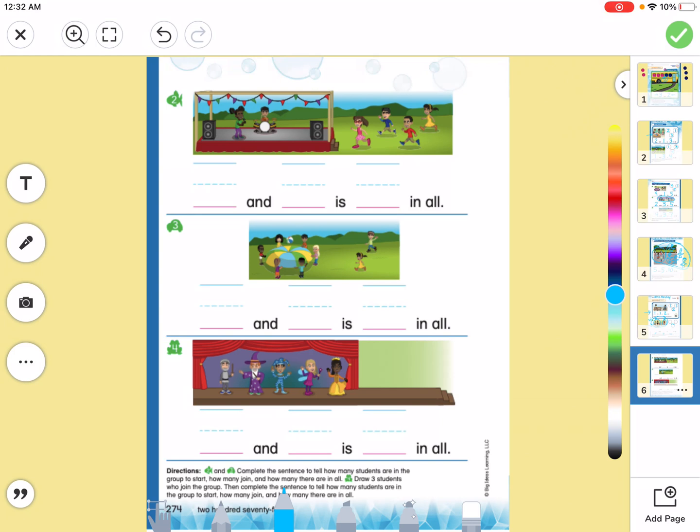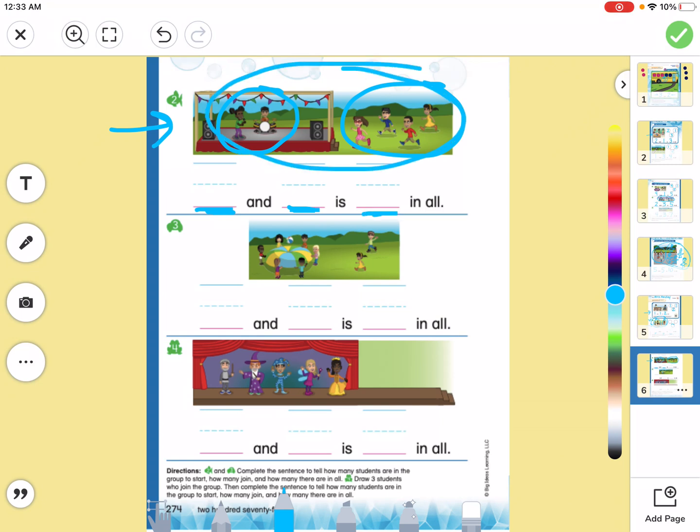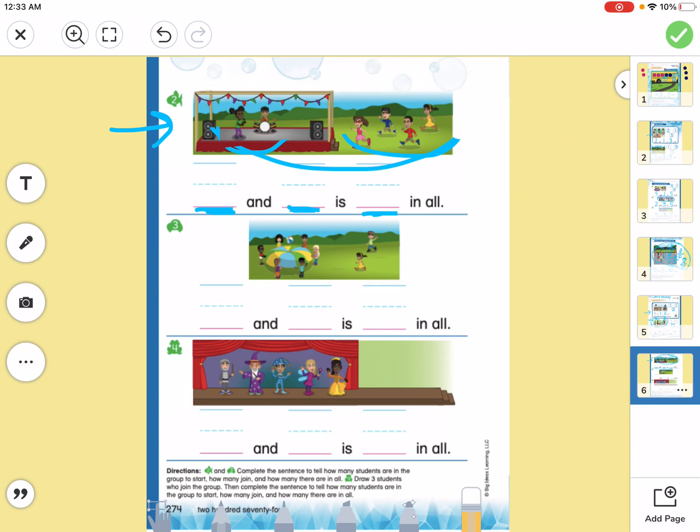Then we're going to the next page. You're going to do the same thing here. I'll do one of these with you. I'll do the bottom with you. Okay? But we're going to look at this one right now. You're going to count how many are here, how many are joining them. Okay? So this is how many are there, how many are joining them, and this one is how many in all. Okay? So that's what you're going to do on that one.